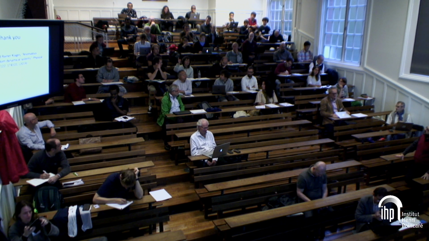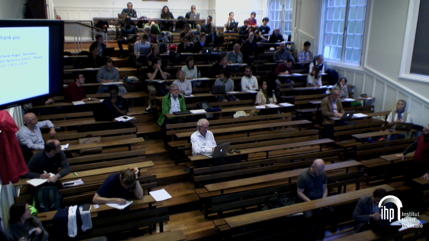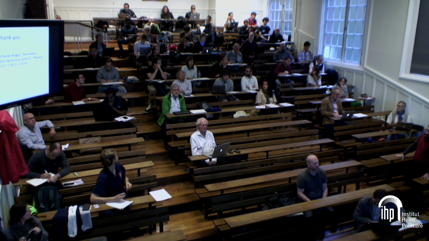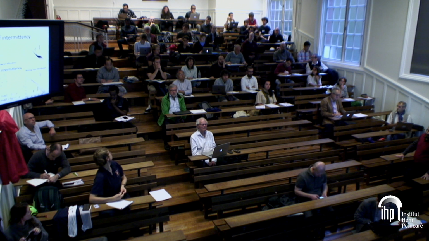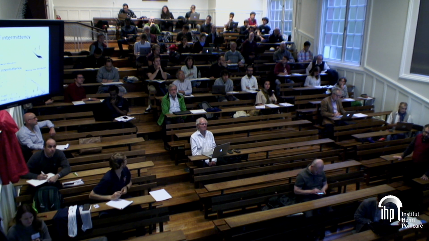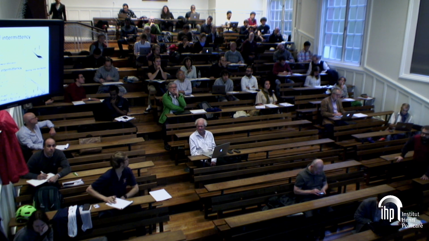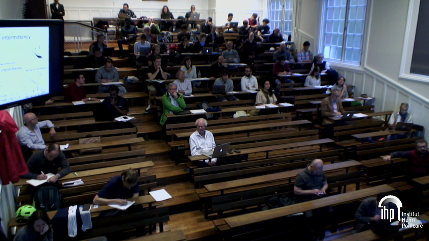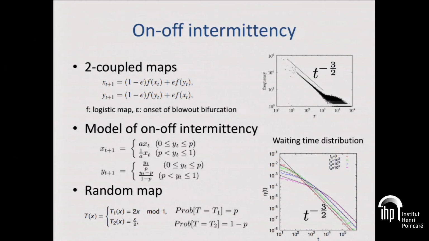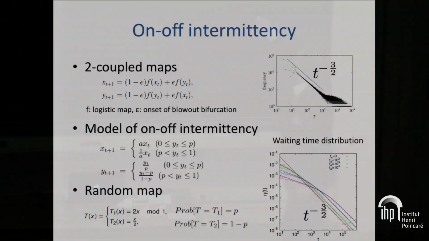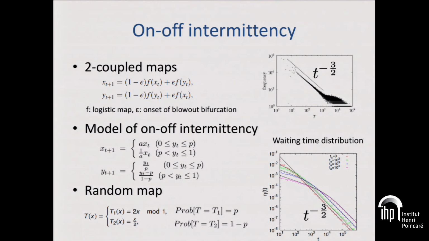Yes, please. Can you define the waiting time in your map? The waiting time distribution. What do you call the waiting time? Yeah, the waiting time is the time duration near the laminar region, near a fixed point. Okay. The non-bursting time region. This is the distribution of such duration times. Right, okay.